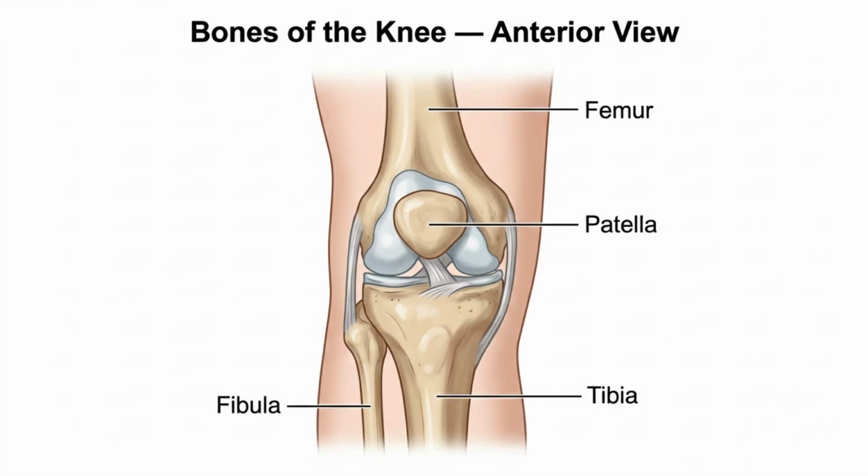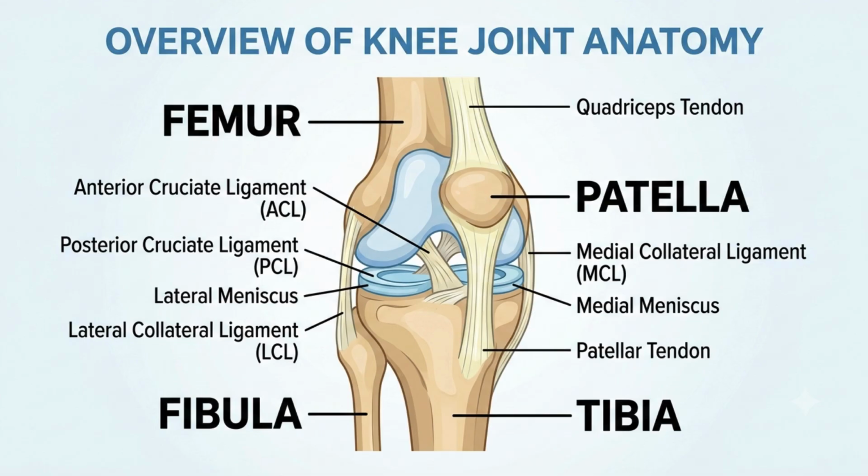From the anterior view, we can identify four major bony structures: the femur, tibia, patella, and fibula. The distal femur forms the superior part of the knee joint. The proximal tibia forms the inferior part. Anteriorly, the patella articulates with the femur to form the patellofemoral joint, and laterally, the fibula provides attachment for several important structures, although it does not directly participate in the tibiofemoral articulation.